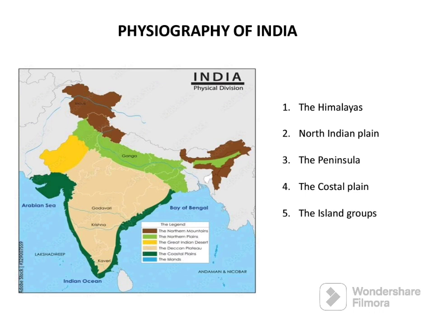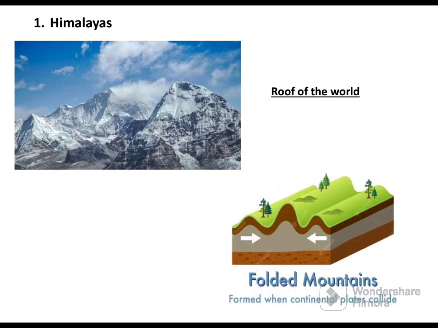Good morning class. In this video we will cover the physical division, or the physiography, of India. When we say physiography of India, it simply means the geographical territory of India that includes the mountains, rivers, forests, etc. So let's have a brief discussion about the five major physical features found in India. Those are the Himalayas, the North Indian plains, the peninsula, the coastal plain and the island groups, as you can see here. First, we will begin with the Himalayas.